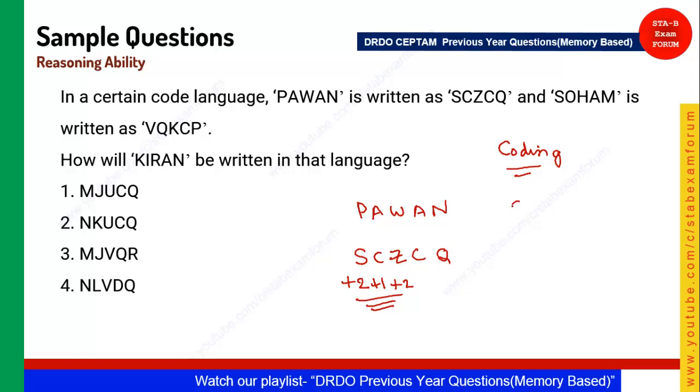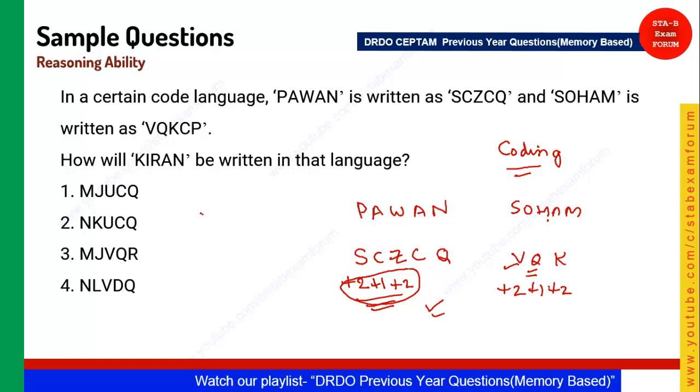Let's see the Soham also to confirm this pattern. VQK. So first is plus 2. Let's see, STUV. Okay, right. OPQ, only 1 is required, so plus 1. O, P and Q should be there. Yes, it is correct. Next, H we should have 2 placements: H, I, J and K. So our sequence pattern is correct: plus 2, plus 1 and plus 2.